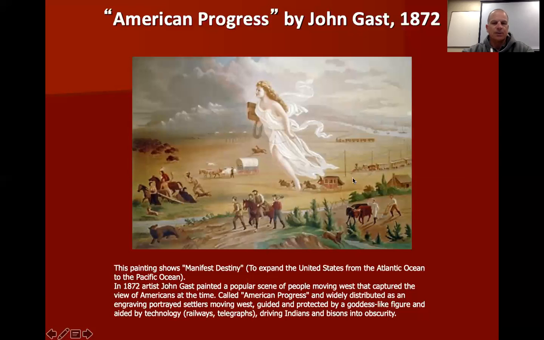You have progress in the form of the covered wagon. You have the railroads coming, and more covered wagons here. So you have the buffalo moving west. So there's a lot in this painting. Also, you see the storm in the east, stormy clouds, and she's flying into the light, supposedly out west.